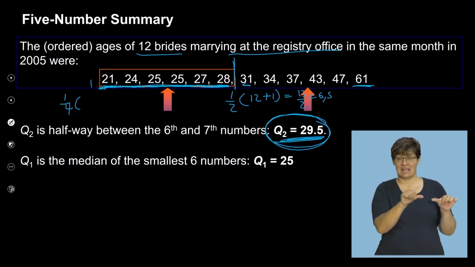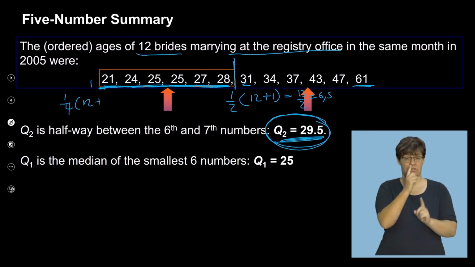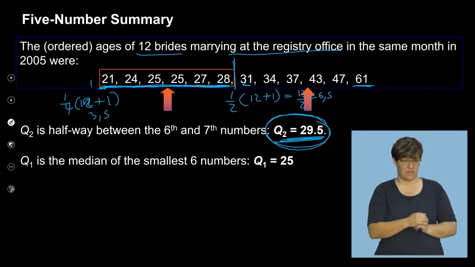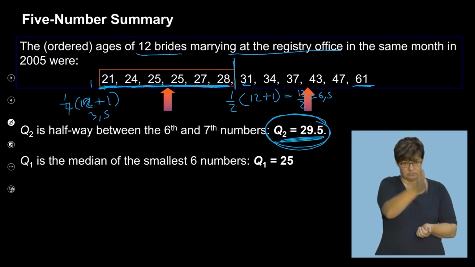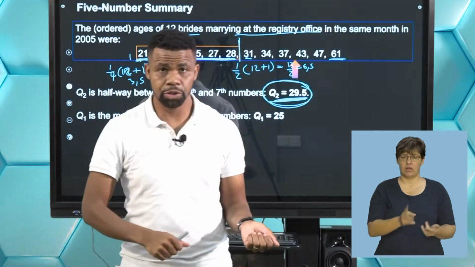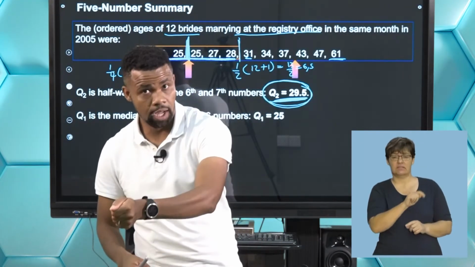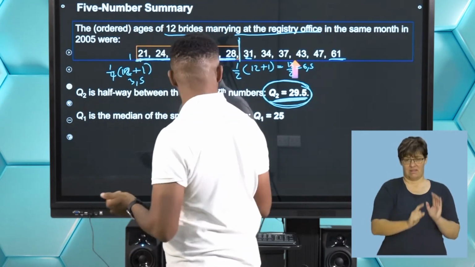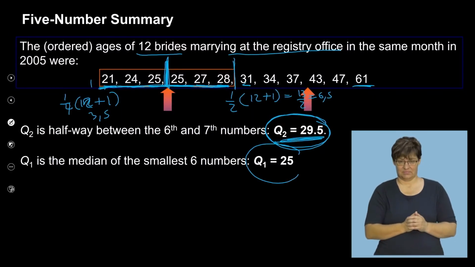What is the data size? 12 plus 1, which is 13. 13 divided by 4 will give us 3.5. Then you find position 3.5 there. It's between 25 and 25. Then what do you do? You say 25 plus 25 divided by 2, which will give us 25, which is our lower quartile, or Q1.